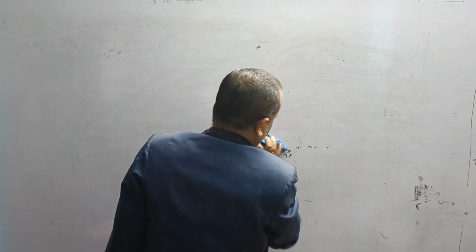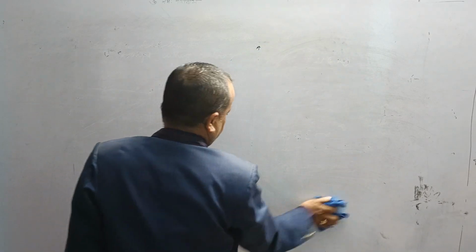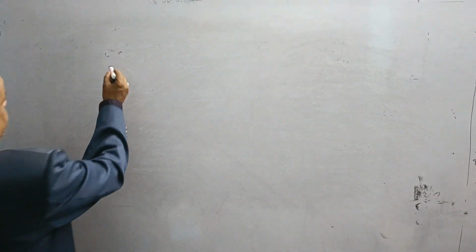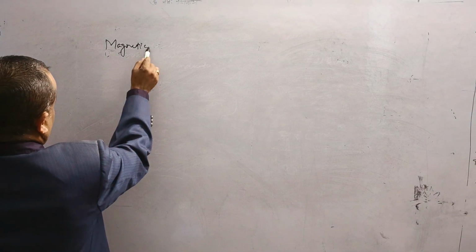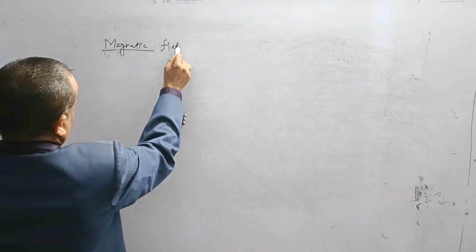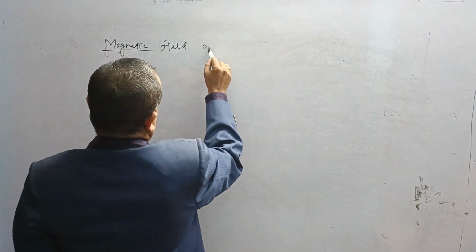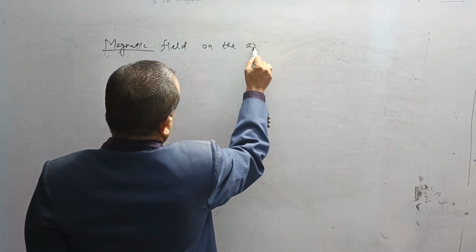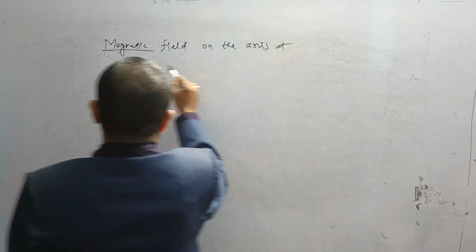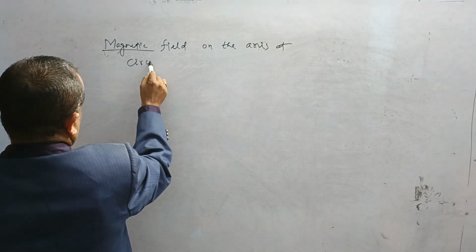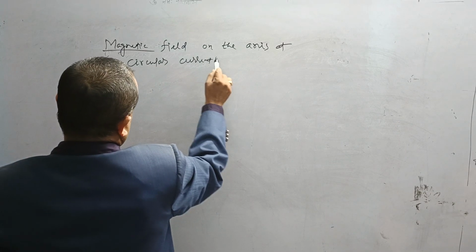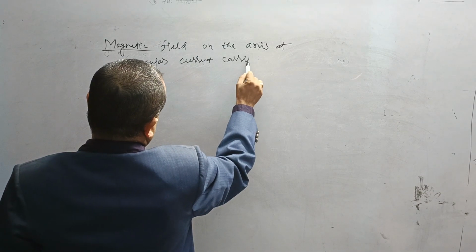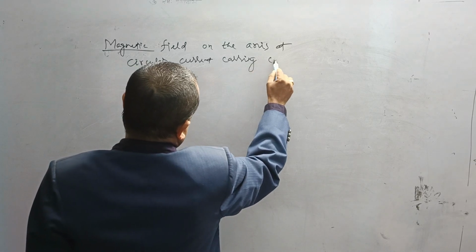Magnetic field due to circular current carrying conductor on the axis. On this axis we will calculate it out. What we have, this is magnetic field on the axis of circular current carrying conductor.